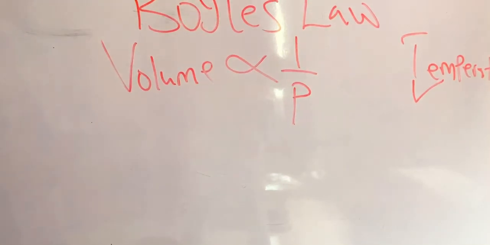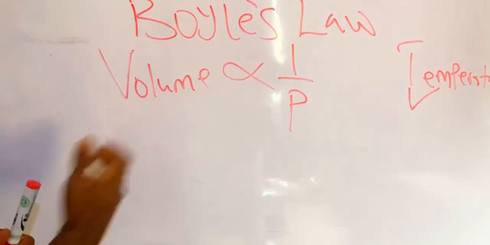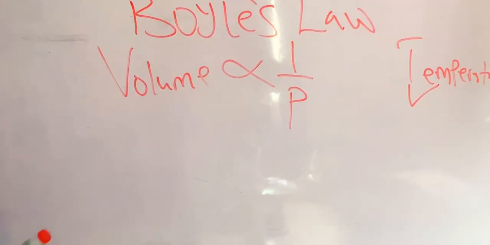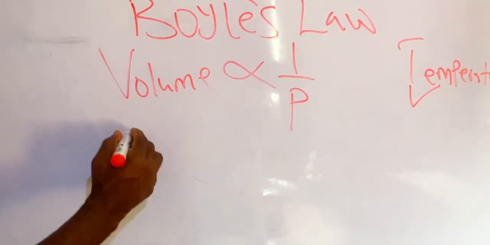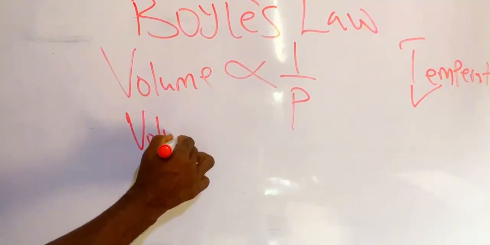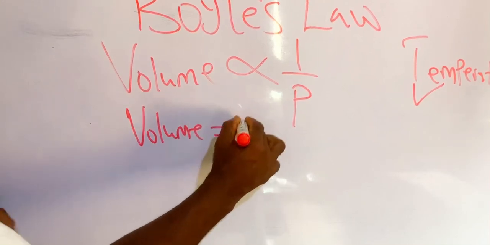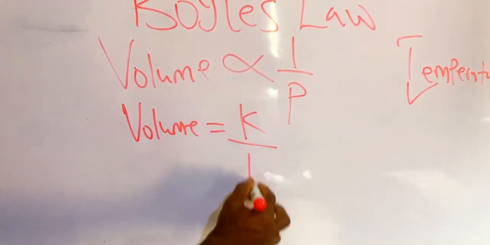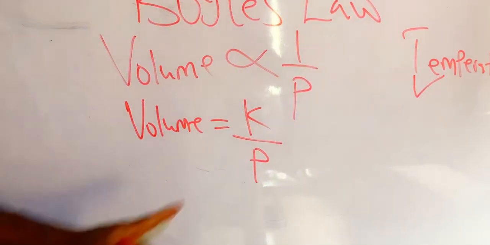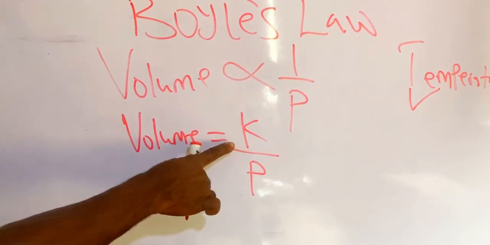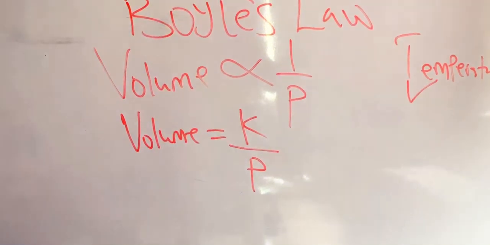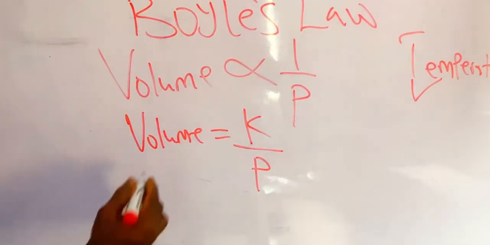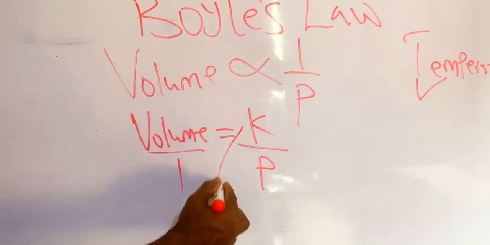Now with this, we are going to see how to change our proportionality sign by introducing a constant. And that will be volume is equal to our constant, and then all over P. Can you see? We have just changed the proportionality sign by introducing our constant K. Now we want to make K our subject of formula, and then we are going to cross multiply.